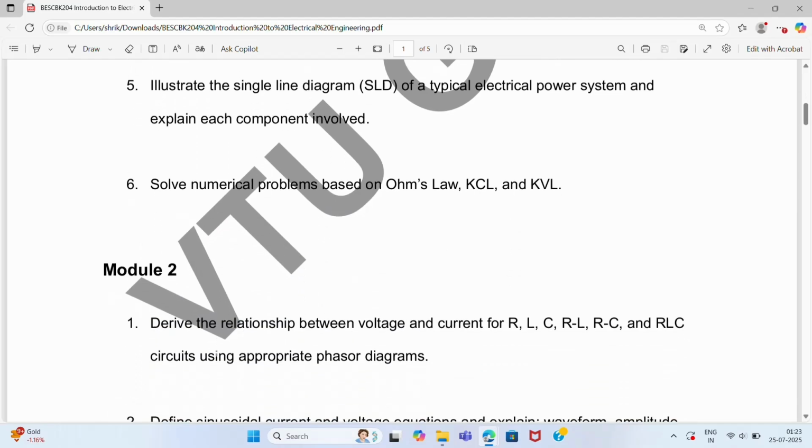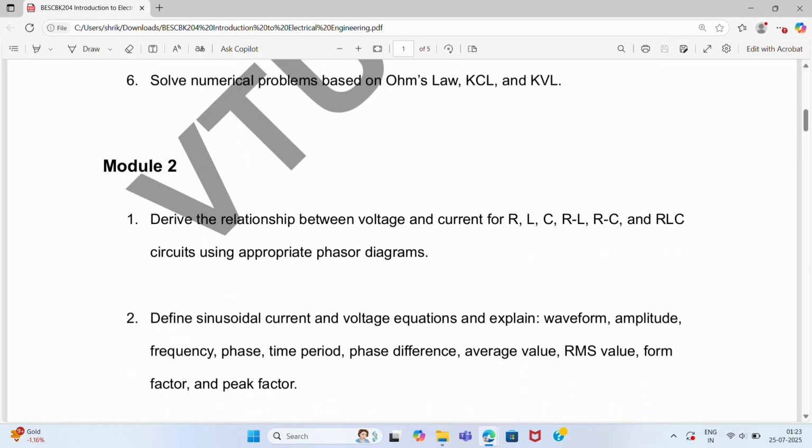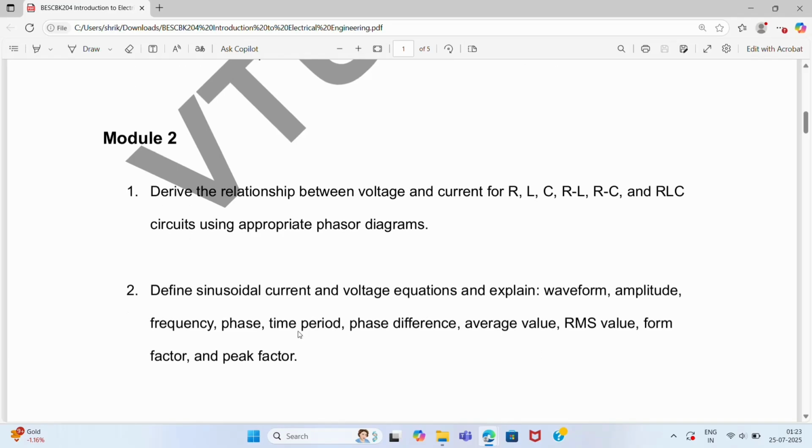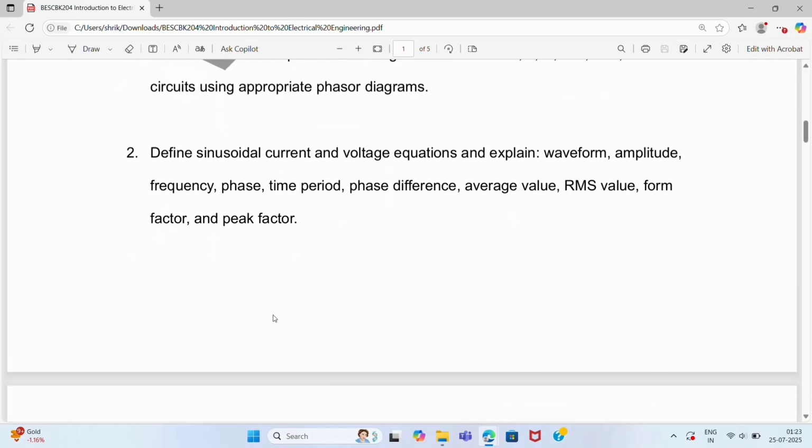Next, module 2. Derive the relationship between the voltage and current for RLC circuits using appropriate phasor diagrams. Define sinusoidal current and voltage equations and explain waveform, amplitude, frequency, phase, time period, phase difference, average value, RMS value, form factor and peak factor.